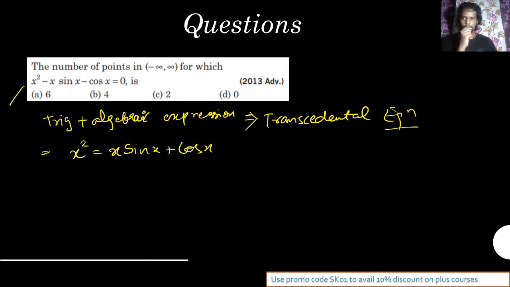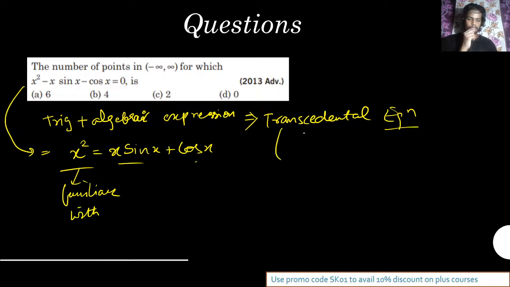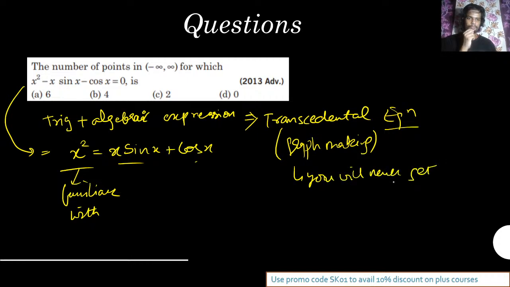For example, this could be written as x square equals x sin x plus cos x. This we are very familiar with. And remember, such kinds of questions are only solved using graphs. You have to make graphs because you will never get a perfect value if you solve it by hand.